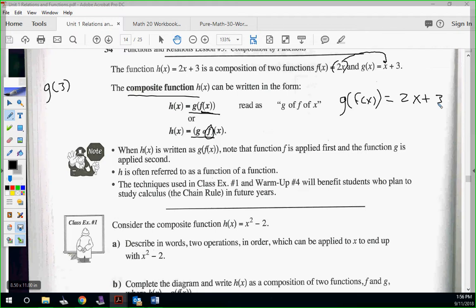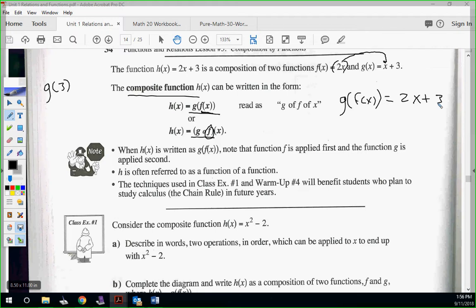Now, some people keep asking, what happens to the x? Well, you're replacing the x. So f of x went into g of x for x. This function replaces the x here. That's all we did. That's how we do composition, or composite function.